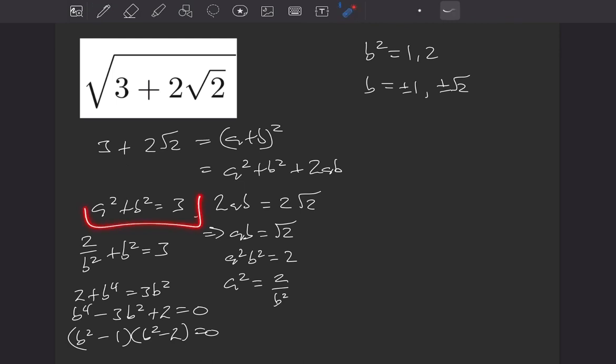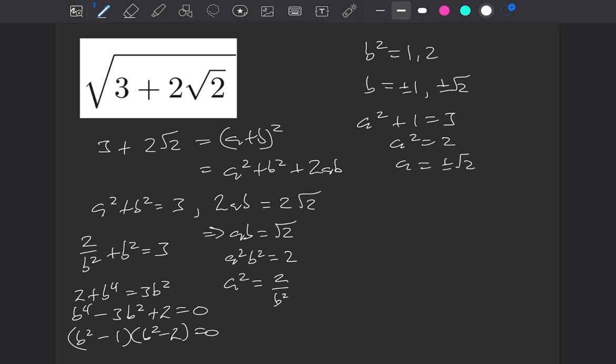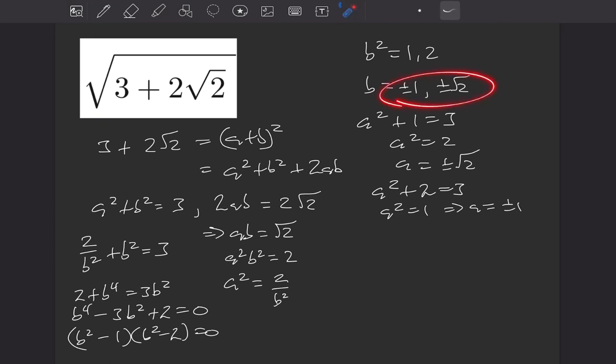Substituting this into this equation, we have that a squared plus 1 is equal to 3, so a squared is 2. So a is going to be plus or minus root 2. And then if we do a squared plus 2 is equal to 3, we get a squared is 1. So that tells us that a is equal to plus or minus 1. So yeah, doesn't make a difference. We're both going to have plus or minus root 2 or plus or minus 1.